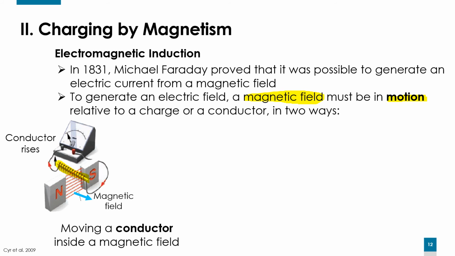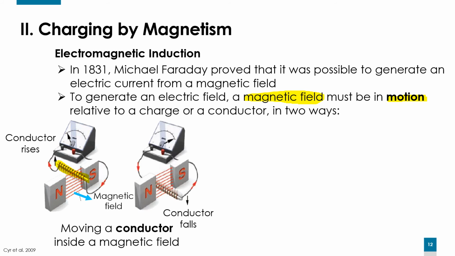My conductor is rising and falling. When I create this movement of rising and falling, I create electric current, as you can see here. When I rise and move, an electric current will be created here. So by moving the conductor inside the magnetic field, I create electricity, because as you remember, for electric current intensity I need movement. If I don't have the movement, I don't have electric flow.